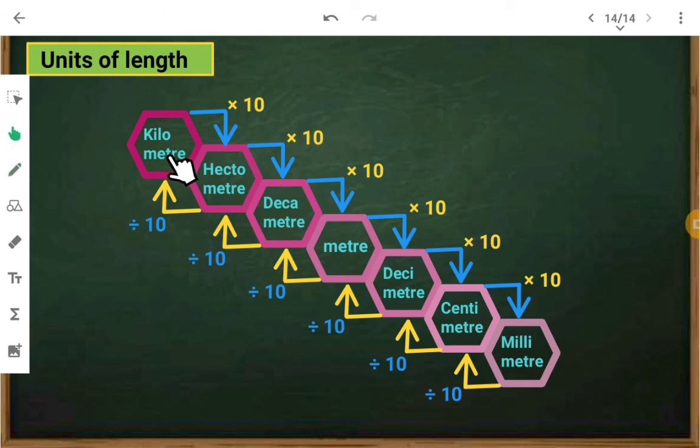Yes. We'll see one small recap. While you are moving from a larger unit to a smaller unit, you have to multiply by 10 for each step. Okay. And while you are moving from a smaller unit to a larger unit, we have to divide for each step. I hope you have understood the concept well. See you in the next video. Thank you.